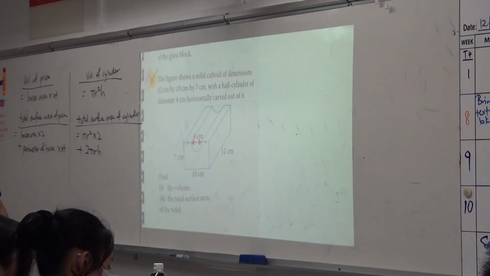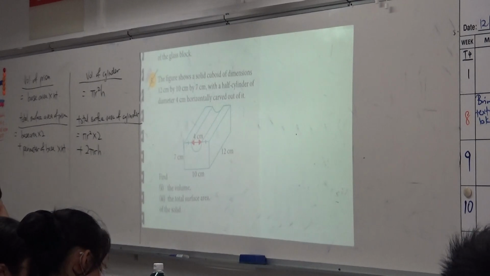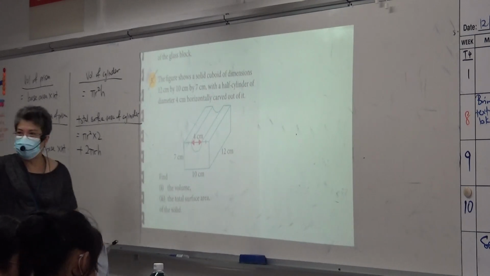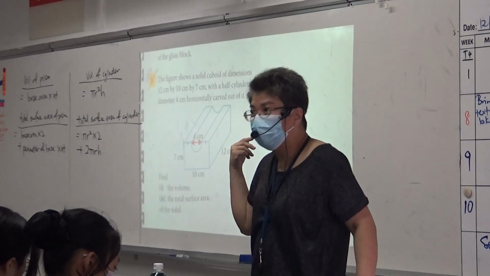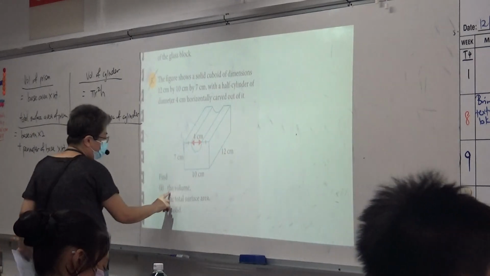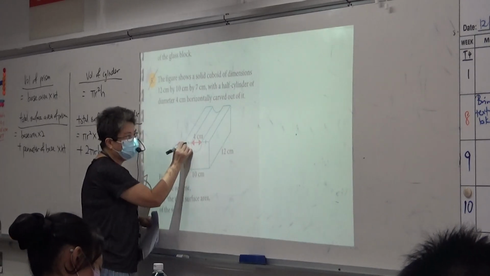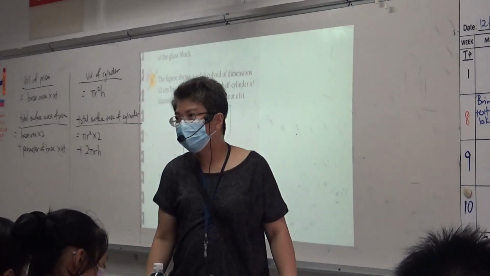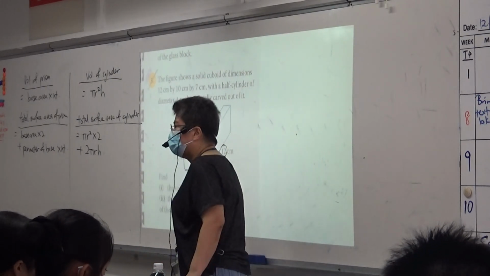The question says, the figure shows a solid cuboid of dimension 12 by 10 by 7 with a half cylinder of diameter 4 cm horizontally carved out of it. That means it is like a block of wood, right? You go and dig half a cylinder out, correct? And throw away, correct? Yes or no? Okay. Now, next. Find the volume and the total surface area of the solid. Now, can you see that this one that I've highlighted out is the base area? Yes. Because when I chop, this whole figure will come out correctly, right? What's the height? 12, right?